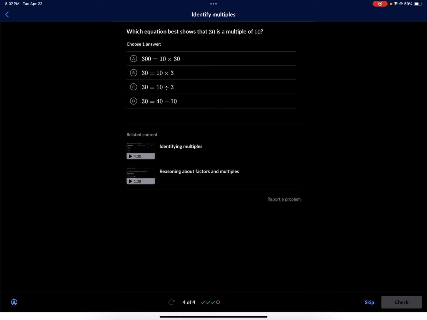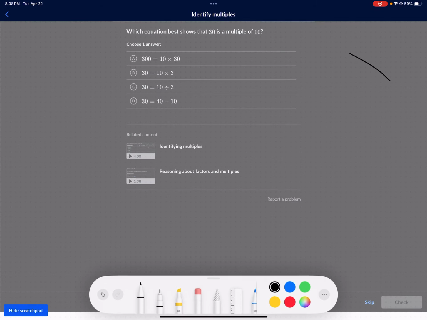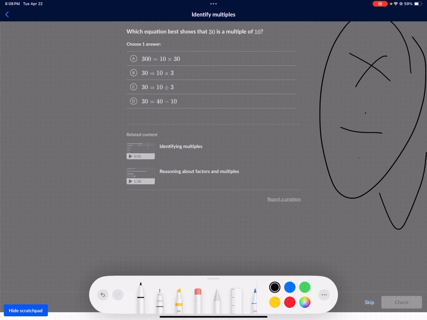Which equation best shows that 30 is a multiple of 10? One of our principles, multiplication or division, has to be correct. So, okay, D is incorrect. Here's the good thing, all of these are correct. Oh, wait, no, this is wrong. That's my mistake. Both A and B are correct.